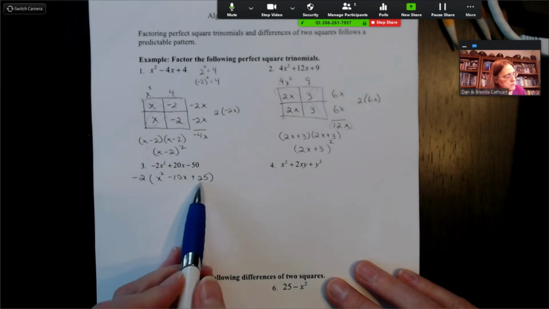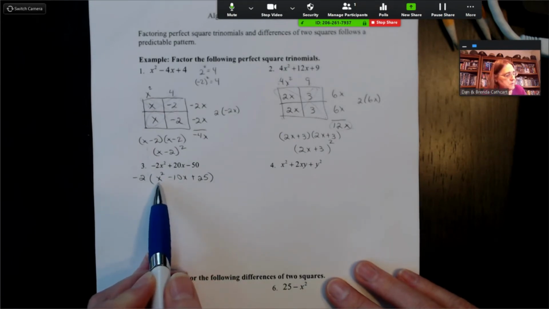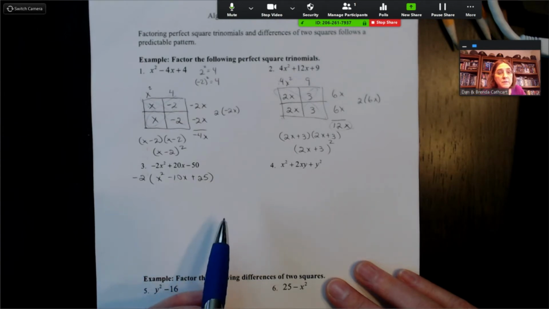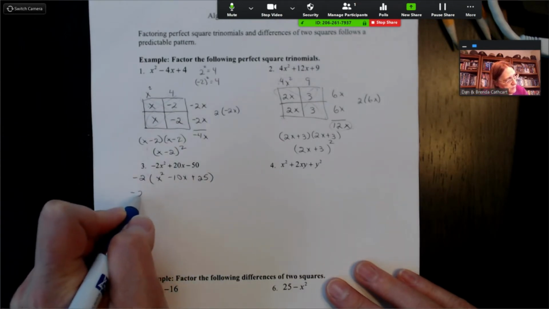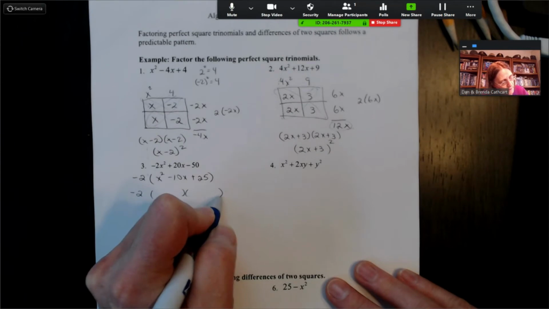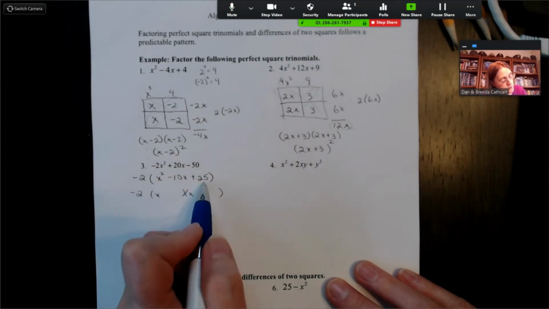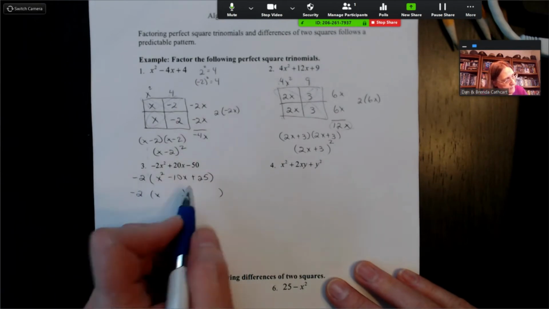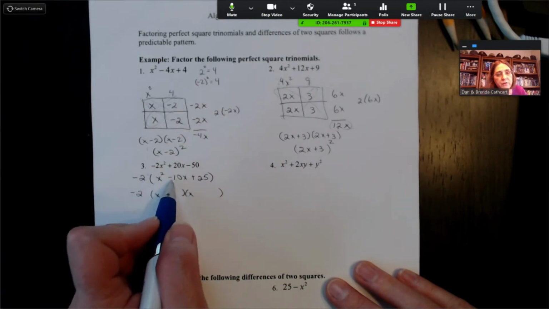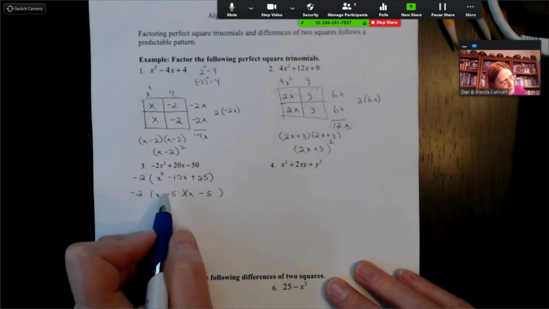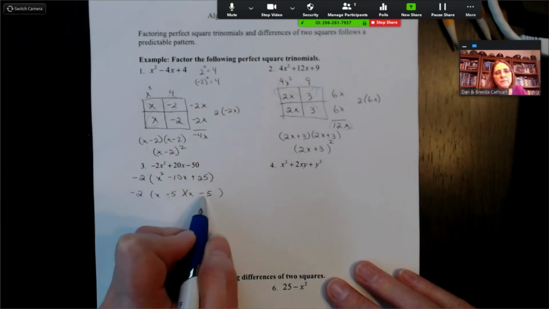Now as I look at the resulting trinomial, the first term is a perfect square. The last term is a perfect square. It's 5 squared or negative 5 squared. So we can factor this very quickly into two binomials without using the square. x squared is x times x. 25 is 5 times 5. Both of them need to be negative so that I can get a negative in the middle. Notice that these two binomials are identical.